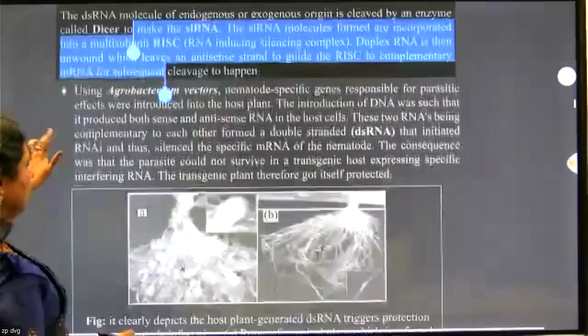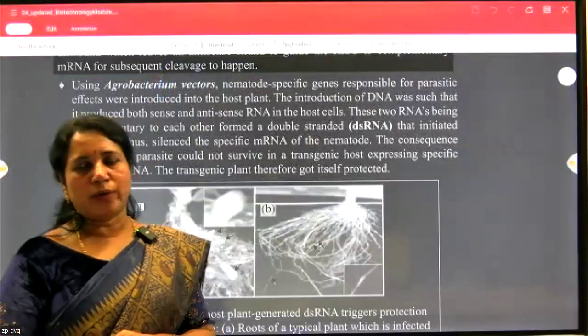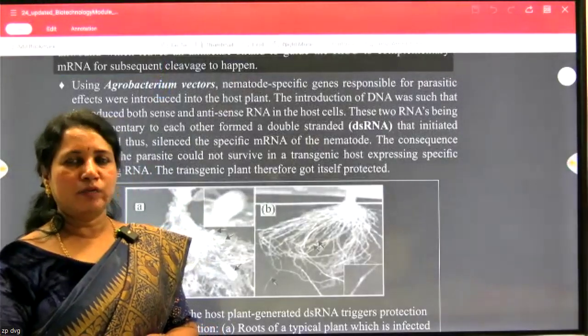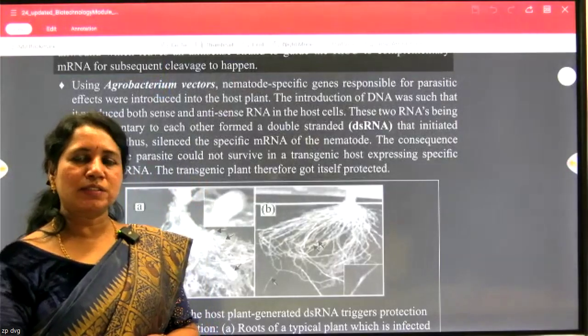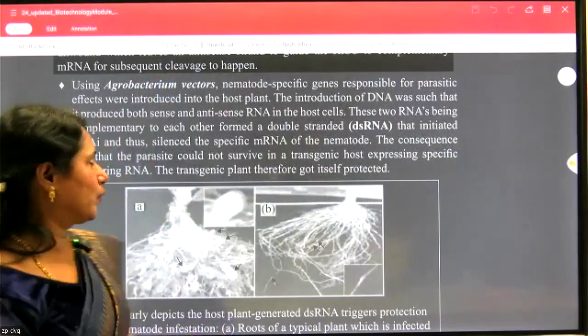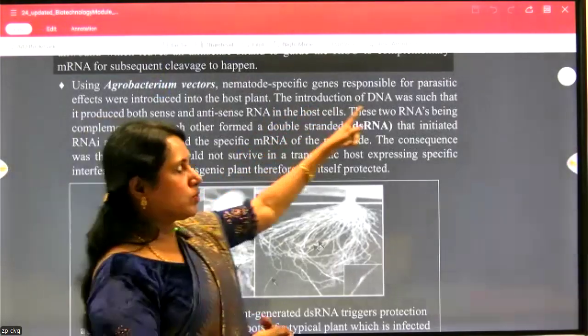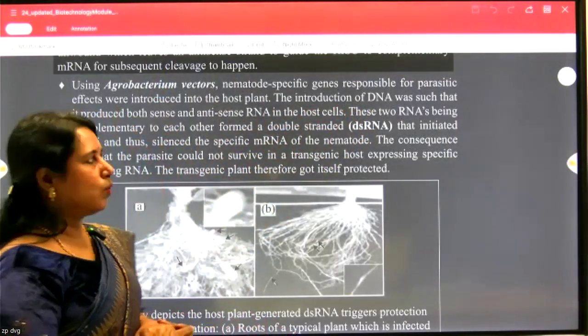So using Agrobacterium, in most of the plant biotechnology, Agrobacterium tumefaciens itself is used as a cloning vector. And if you want to, you can also use the retroviruses, the viruses that have RNAs. So using Agrobacterium vectors, the nematode specific genes responsible for parasitic effects were introduced into the host plants.